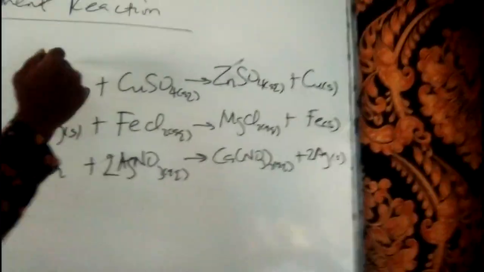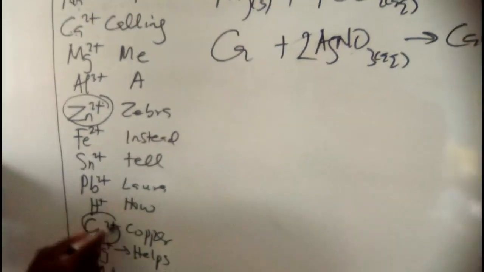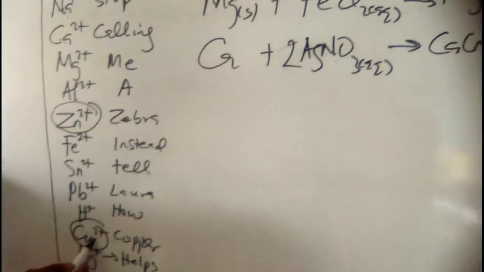Now let's look at the example over there. So zinc is able to displace copper. Why? Let's look at the position of zinc. Look at the position of copper. So zinc could displace copper because zinc is more reactive than copper.